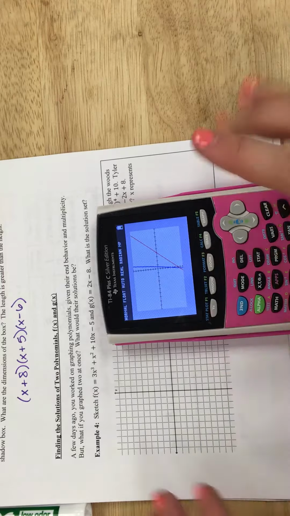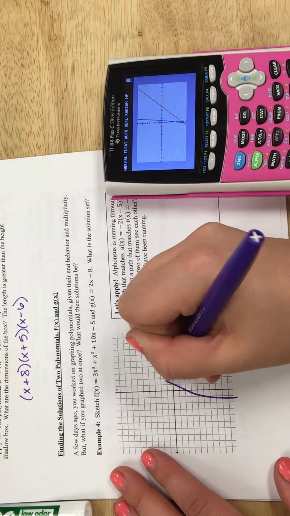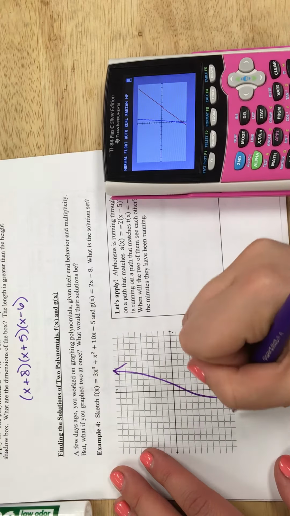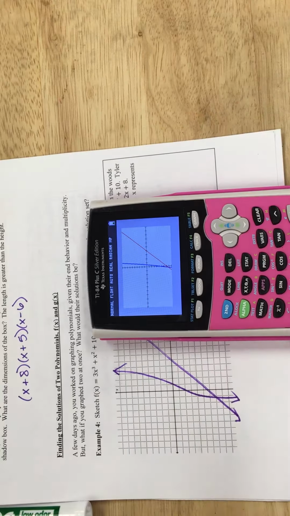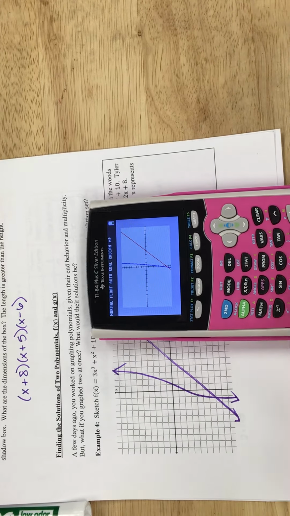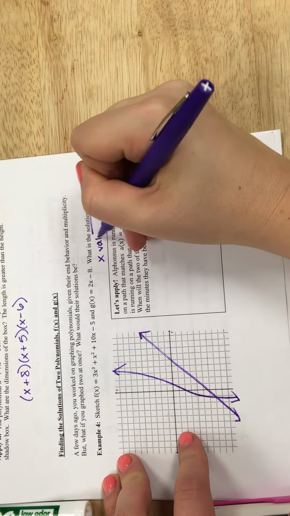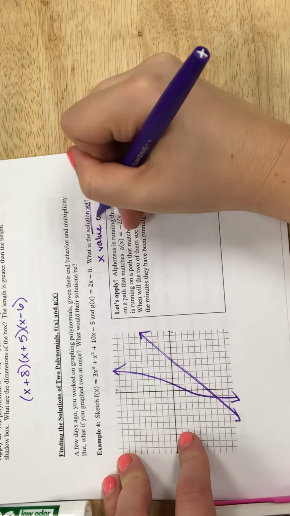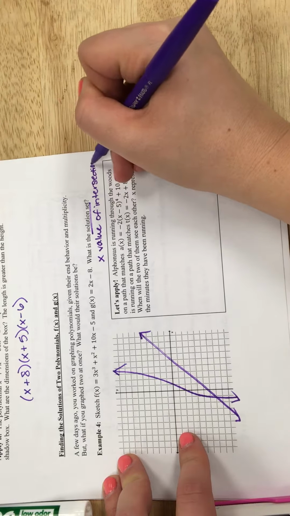Okay, so if you sketch this real quick, just on your notes. If I ask you to find the solution set, what do you think I'm asking you for? Where they cross, right? I'm actually only asking you for the x value of where they cross. So the solution set is, we'll just use second trace intersection. So it's actually just the x value of the intersection point.